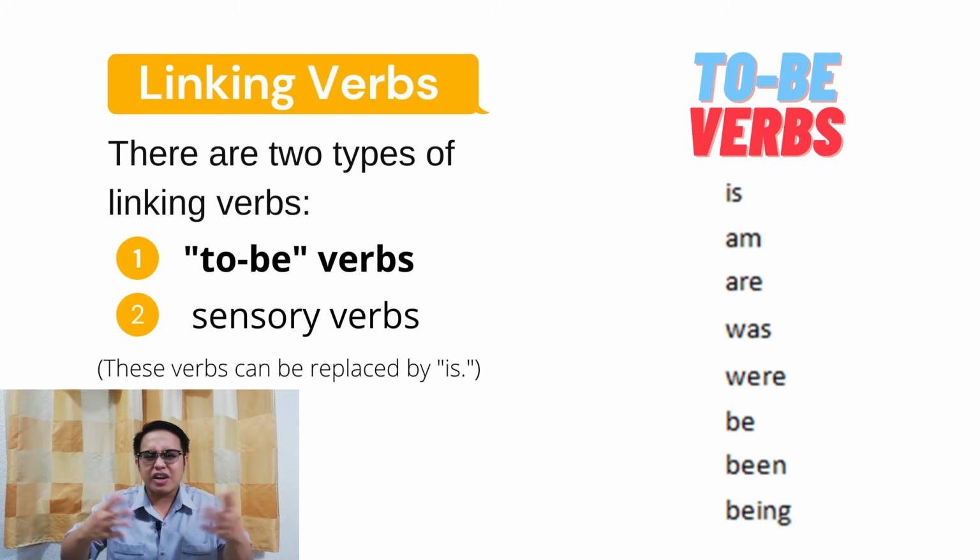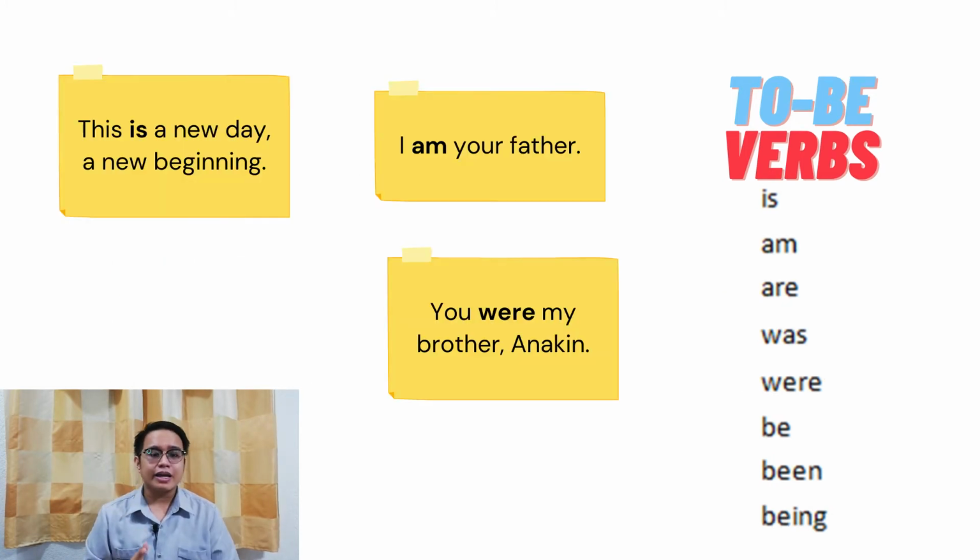Okay? Am is, this is very easy. Am, is, are, was, were, be, being, been. I hope you will memorize these linking verbs. Okay? Now, ang kaning mga to-be verbs, I have an example, okay? So, inaanay paggamit ang linking verbs.